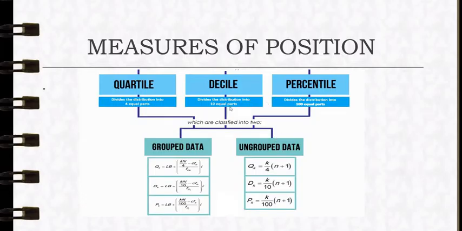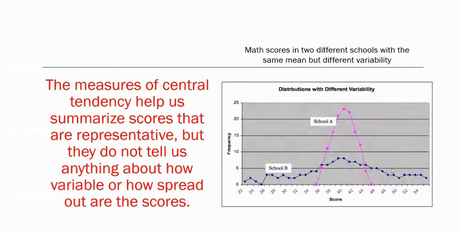Deciles divide the distribution into 10 equal parts. Usually, they are not used. Percentiles are widely used in entrance exams, civil service exams, or mostly on standardized tests. They divide the distribution into 100 equal parts. We have here the formulas for identifying these measures of position for grouped and ungrouped data. But I'm not going to give you those in your exercises or in your long quiz.